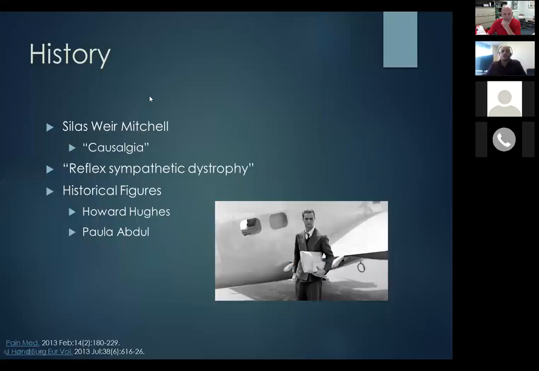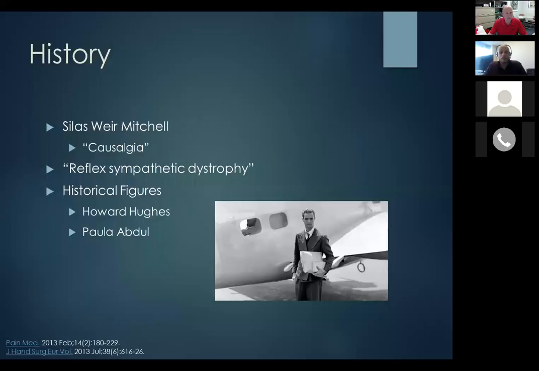So, a quick history about it. It was first described by Silas Weir Mitchell, and he called it causalgia. That was during the American Civil War. It was called causalgia because it was known to cause both pain and heat. There have been an estimated 67 different English terms used to describe CRPS. Complex regional pain syndrome is the latest term, but before that, one of the terms it was commonly called is reflex sympathetic dystrophy.